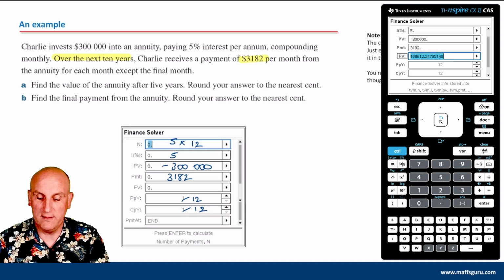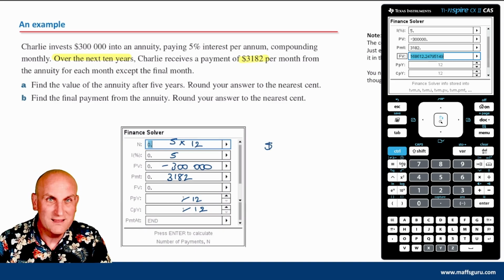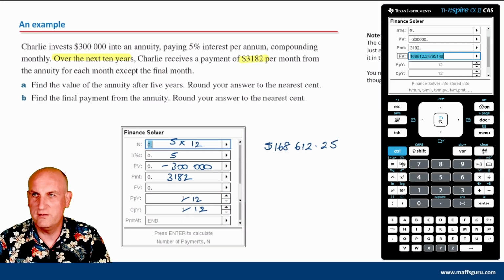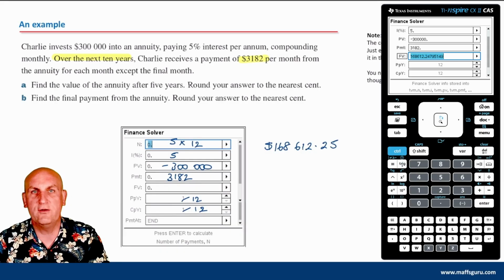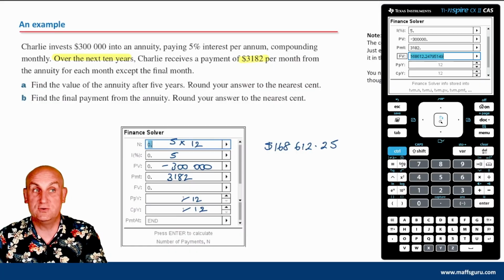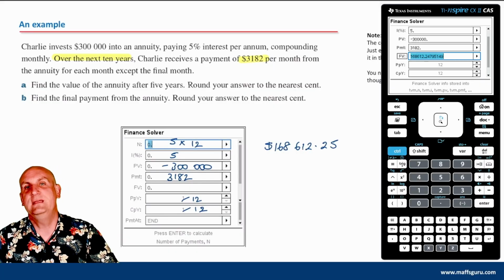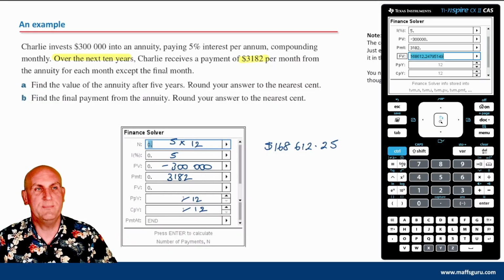Now, think about it. What have I got? I've got $168,612.25. Positive. Does that make sense? Am I going to get that money? Is that how much I've got? If I went into the bank now after the 5 years, what would I get? Yeah, I would get the 168,000. I may have invested, or Charlie may have invested 300,000, but I'm getting money back. Oh, yay, part A done.